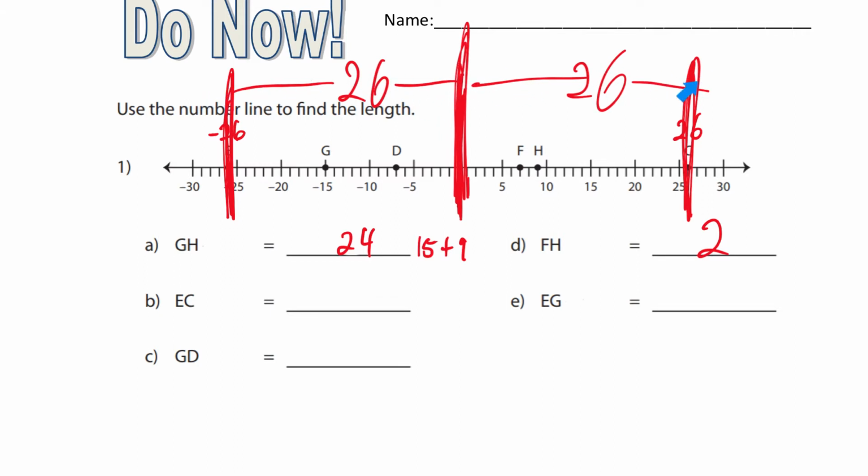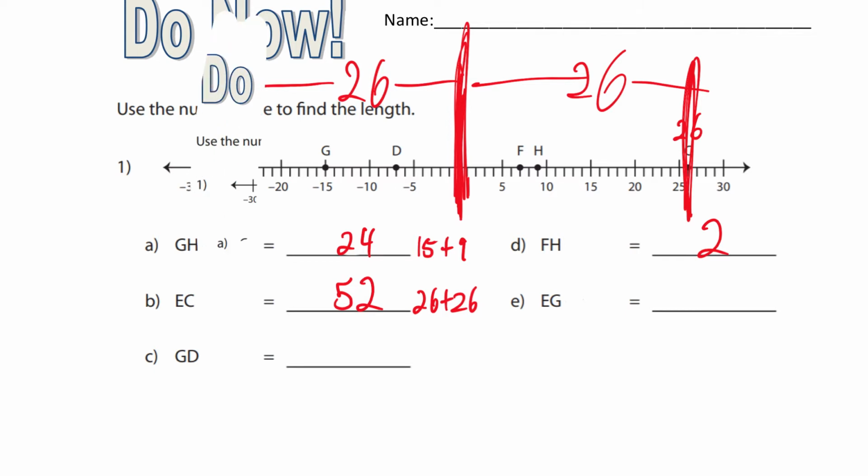So it's 26 here to here, and then another 26 here to here. The total distance between those is going to be 26 plus another 26. That's going to be 52 units. So that line segment is 52 units long.